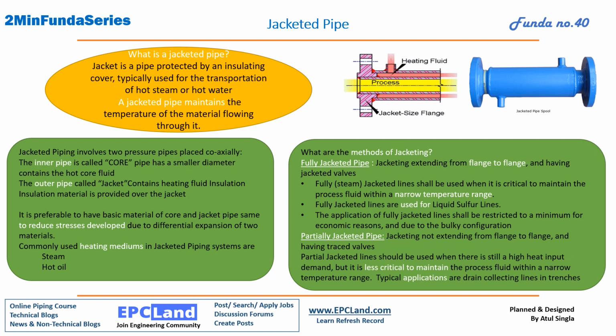We use fully jacketed pipelines where we have to maintain a narrow temperature range; this is the only criterion. Typically used for sulfur lines. Partially jacketed is used where we do not need to maintain a very narrow temperature range, that is, it is less critical to maintain the process within a narrow range.